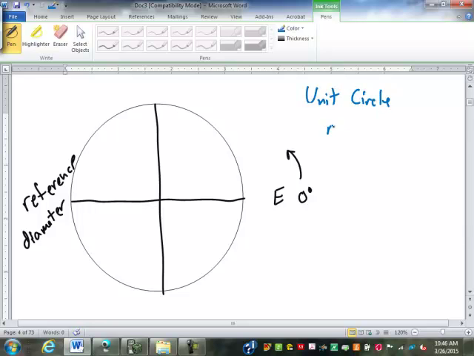So an angle, now the reason this is called the unit circle, by the way, is because it's defined to have a radius of 1 unit. So from the center of that out to the edge of the circle is 1 unit in length. So an angle is defined to go from the center of the circle out to the edge. This is the angle right there.